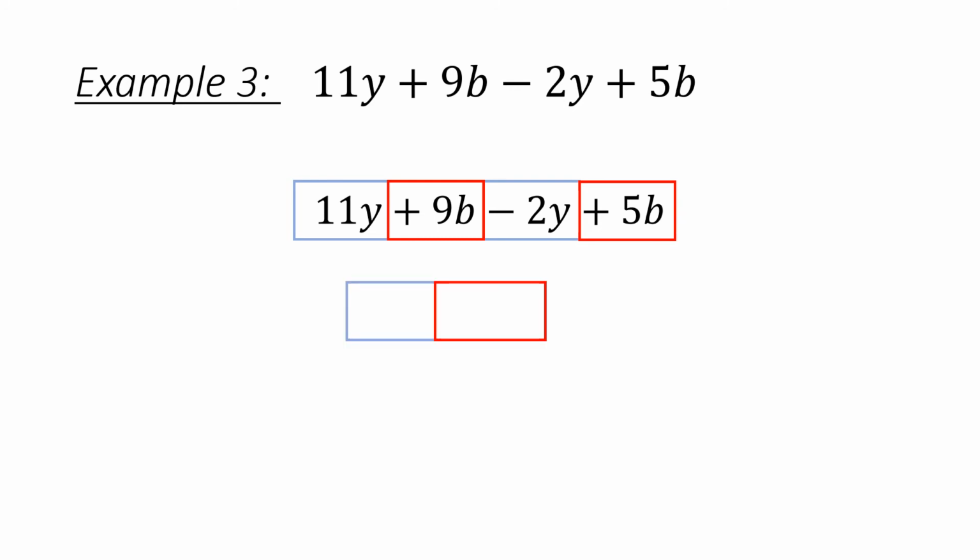And so I'm going to need to simplify down by adding the coefficients in front of each of the variables. I'm going to have my blue box and my red box, and I'm simplifying what's in my blue box first. So it's 11 plus a negative 2, or 11 minus 2, which gives us a 9y. And then we have 9 and 5. When you add those together, you get 14. So 14b is going to be in the red box. And so my final answer is just going to be 9y plus 14b.